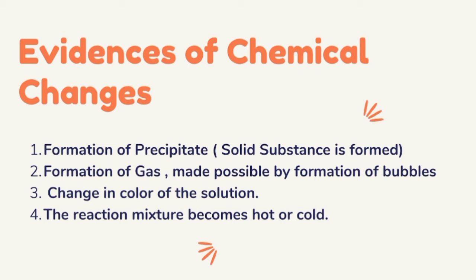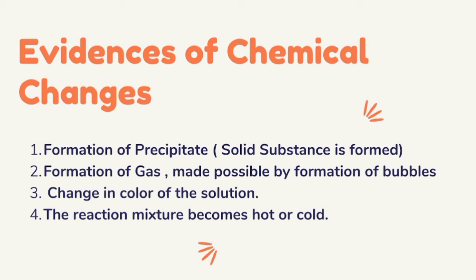Number one is the formation of precipitate. Okay, so what is this formation of precipitate? Or somehow, if we have observed that two clear substances when mixed together form a turbid substance, meaning to say there is a solid substance that has been formed. Okay, and of course that is an indication that there is a new substance that has been formed out of the two substances.